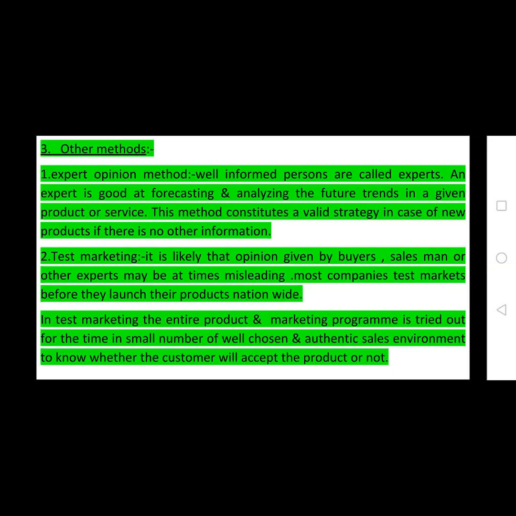The next method is test marketing. It is likely that opinions given by buyers, salesmen, or other experts may at times be misleading. If you take the expert opinion method, or the opinion or survey of buyers or salesmen, that type of information is sometimes misleading. In these situations, most companies test markets before they launch the product nationwide.